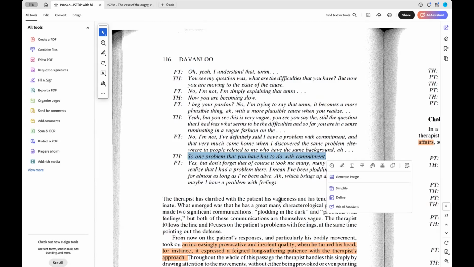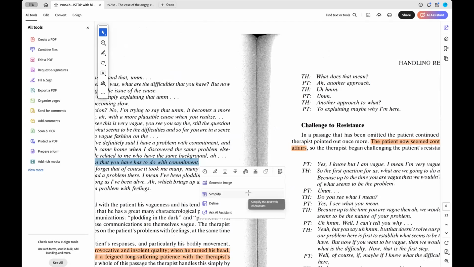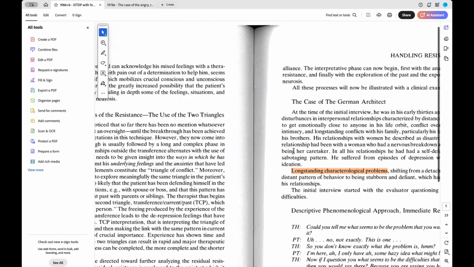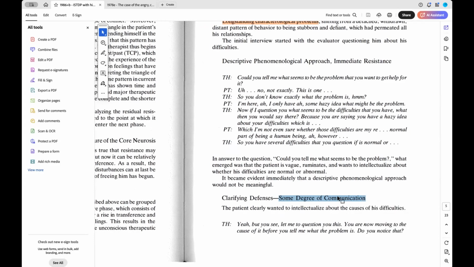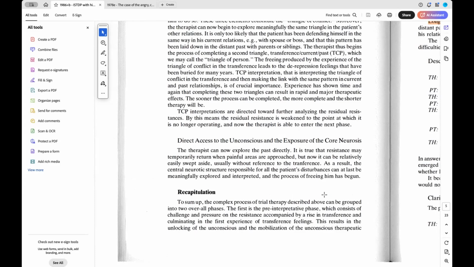So the operating principle here really is, successful patient engagement in ISTDP requires that the patient moves toward clear, direct, and forthright communication. Again, remember this subheading up here, some degree of communication. So this shift marks a transition away from resistance and into therapeutic collaboration. Now let's get back to page 116.